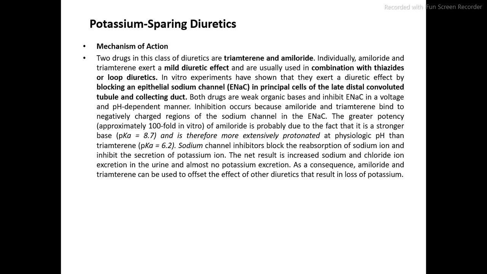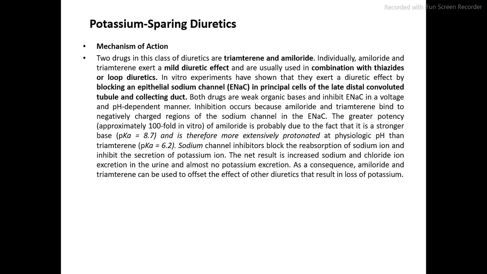If we compare both the drugs, amiloride is a stronger base, having a pKa of 8.7, compared to the pKa of triamterene, which is 6.2. If it is a stronger base, then it is easily protonated at the physiological pH. The sodium channel inhibitors block the reabsorption of the sodium ion and inhibit the secretion of the potassium ion. The net result is increased sodium and chloride excretion in the urine and almost no potassium excretion.